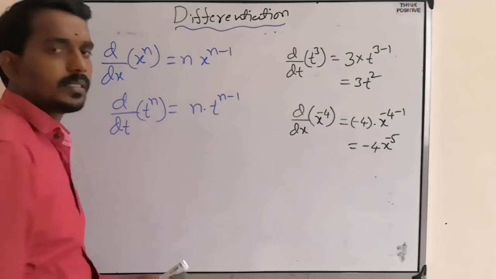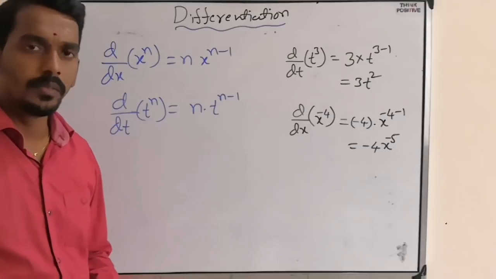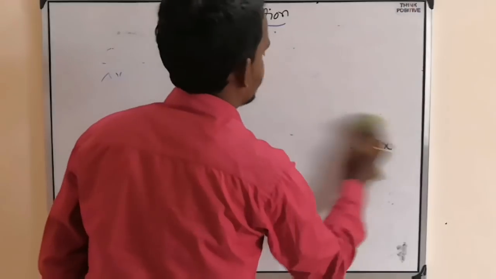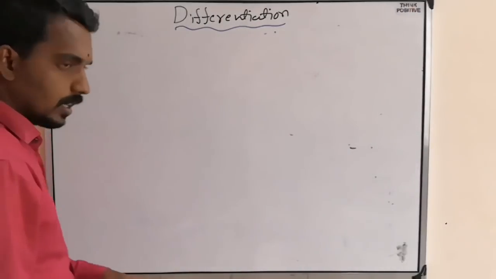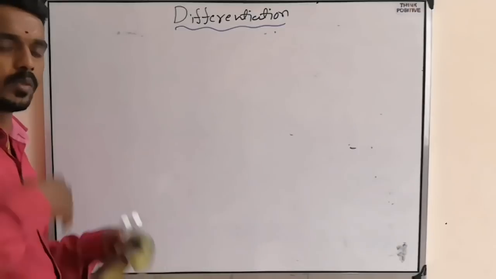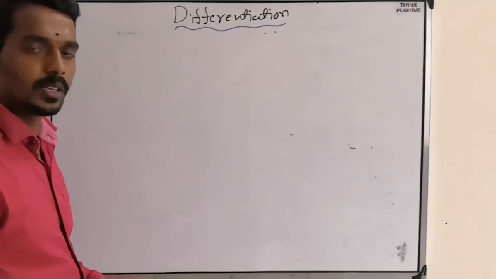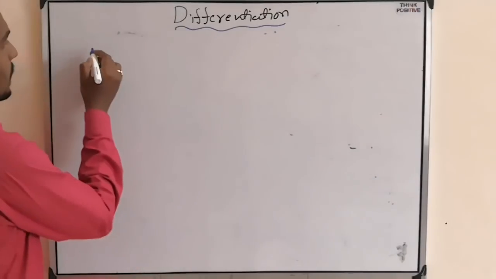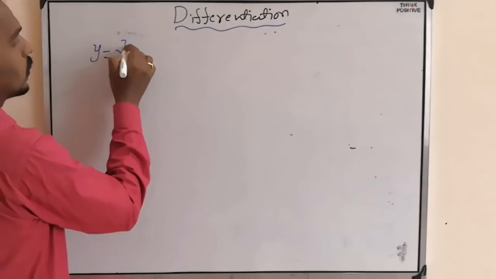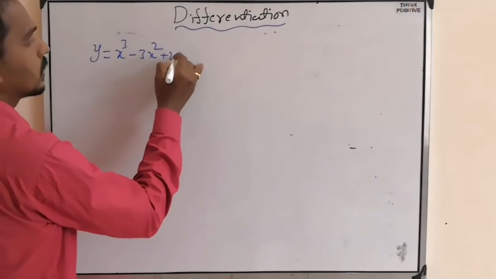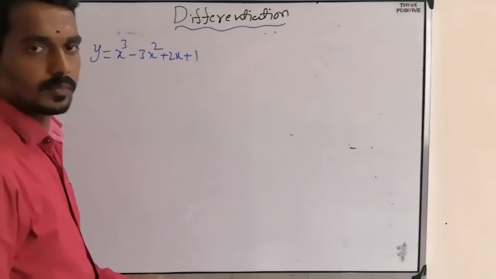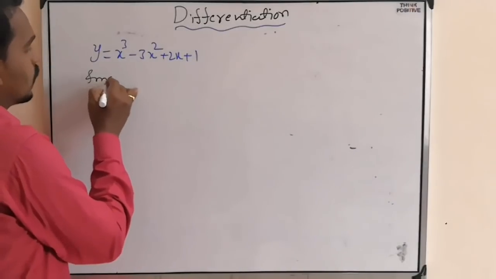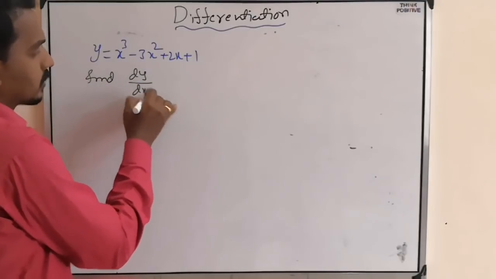But not just this simple one term, we need to learn multiple terms, like how it may come. If you understand this example, then you can solve 90% of the questions related to differentiation in physics. 90%. Like y equal to x cube minus 3x square plus 2x plus 1. To solve here multiple terms, they are asking find dy by dx.